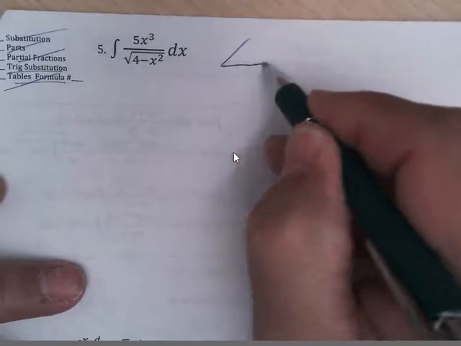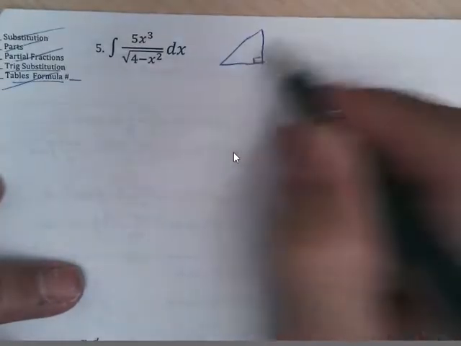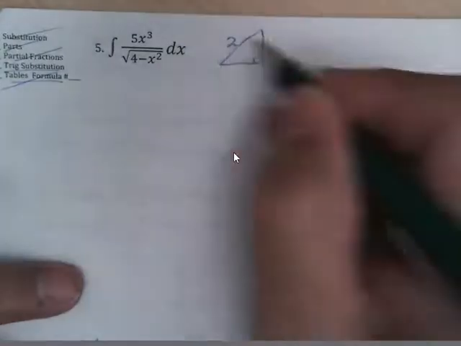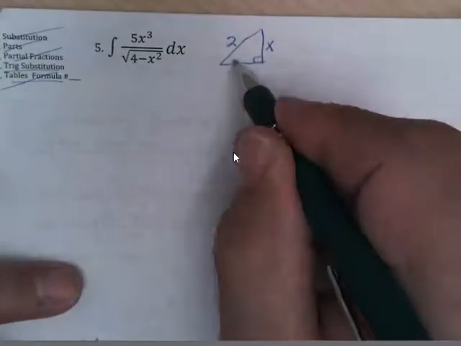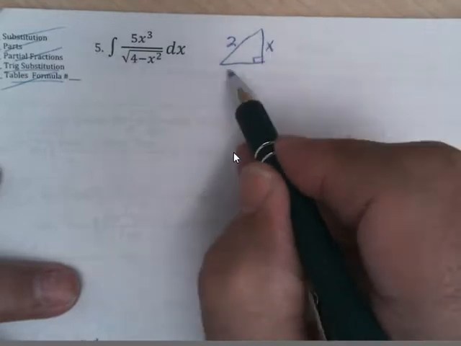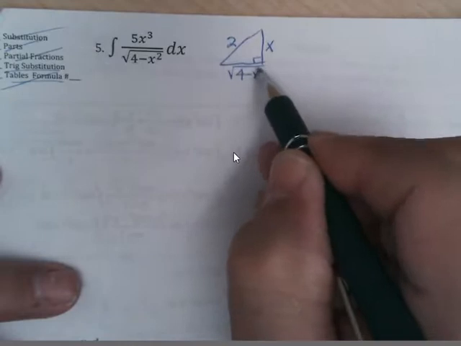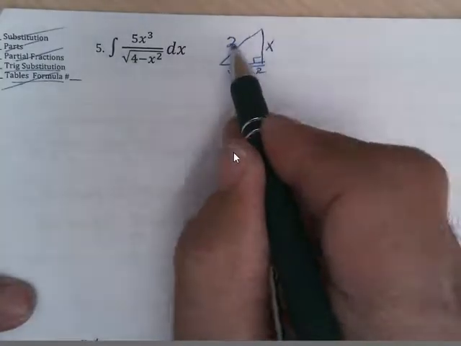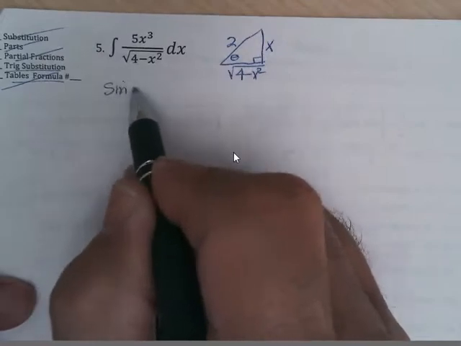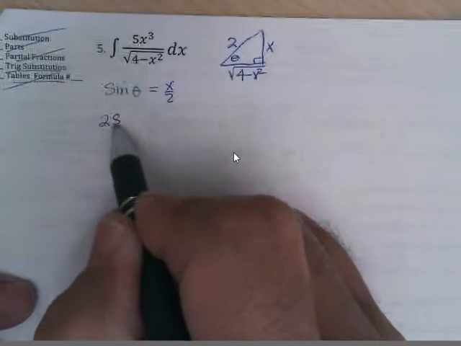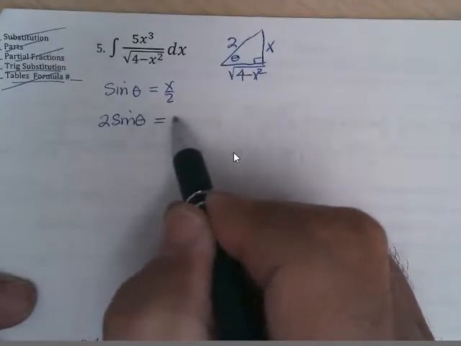Okay, so trig sub would say, let's let, we got to have a 4 minus, so we're going to have to put 2 here, probably x here, so it's the hypotenuse squared minus the leg squared is the other, square root is the other leg, which should be 4 minus x squared, if that's theta. So doing the simplest, x over 2 is the sine of theta. Multiply by 2, we get 2 sine theta equals x.